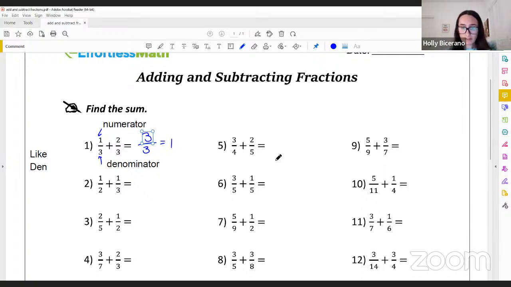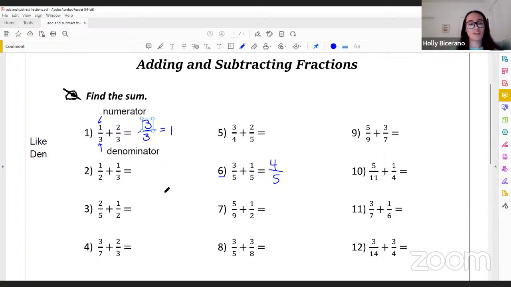So let's do another one with like denominators, just to make sure that we understand the easy one before we go to the harder one. Looking at number 6 next. Think about what the denominator will be. It should be 5. And then we should add the numerators. So we have 3 plus 1, and that's 4. So the answer to this is 4 over 5. Good.